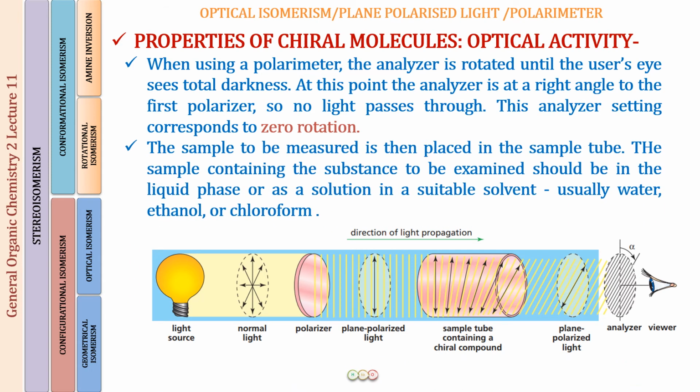Next, the sample to be measured is placed in the sample tube. So first of all, you make the setting where you can see no light passing through the polarimeter. After that, we put our sample in this sample tube. And this substance, as I have already told you, should be in the liquid phase, or in a solution of a suitable solvent, and for this we generally use water, ethanol or chloroform.